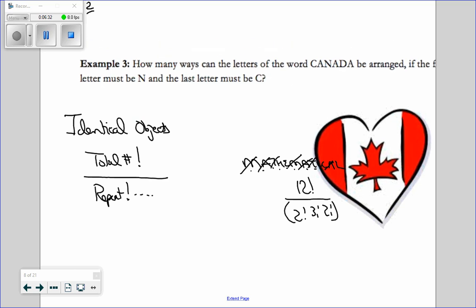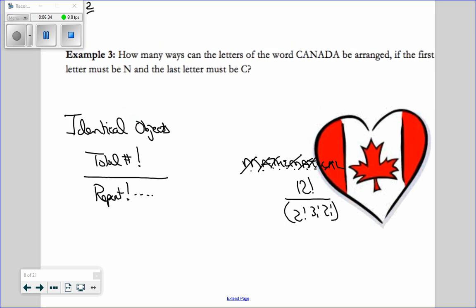There she is. Okay. So how many ways can the letters of the word Canada be arranged? So again, you have to recognize that there are identical objects. If the first letter must be an N and the last letter must be a C. Okay, so when you have identical objects, what you want to do is just do the denominator. Just get that out of the way. So what are your identical objects? 3 A's.